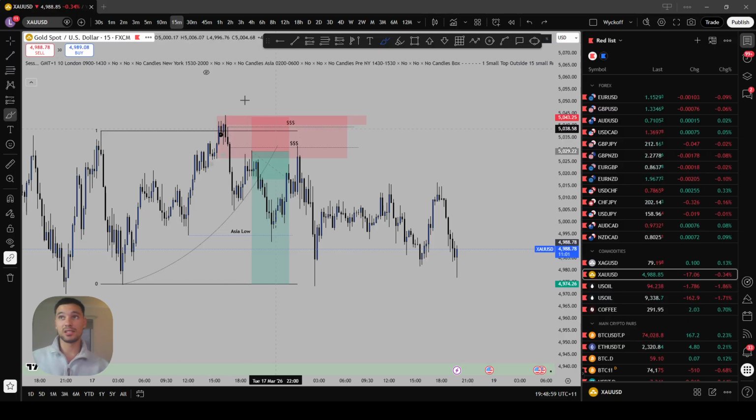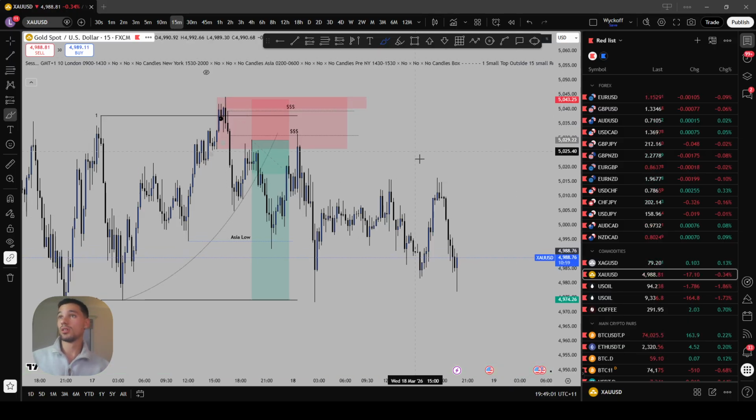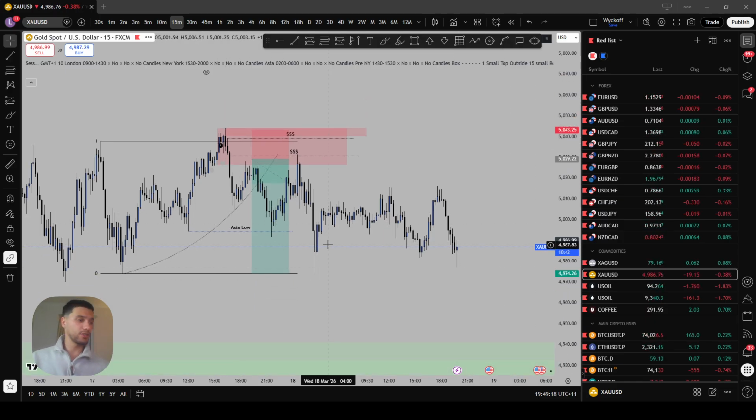Therefore, you just had to see this one out. And then not to mention, as you can see above us, we did have more refined POIs, which also did not get mitigated and they got front ran. So all the more reason to not enter and just sit on your hands for this one. So that is gold.